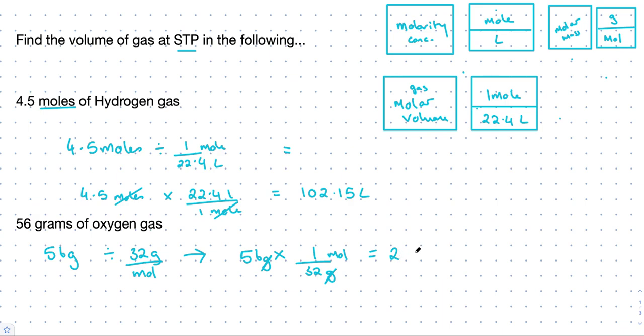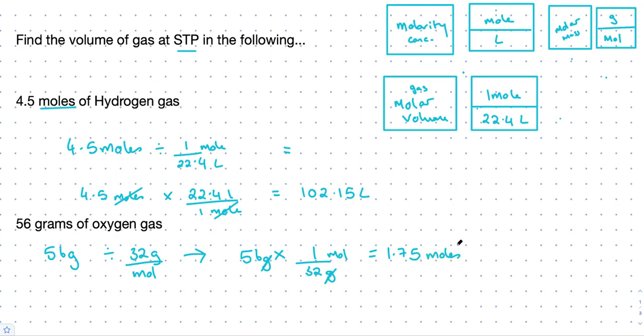Not yet, actually. I'm not going to get that. What do I get if I do 56 divided by 32? 56 divided by 32 for me is 7 over 4, which is 1.75. So I don't get the 22 yet for a second. That's 1.75 moles. Keeping track of the units here will really help you.